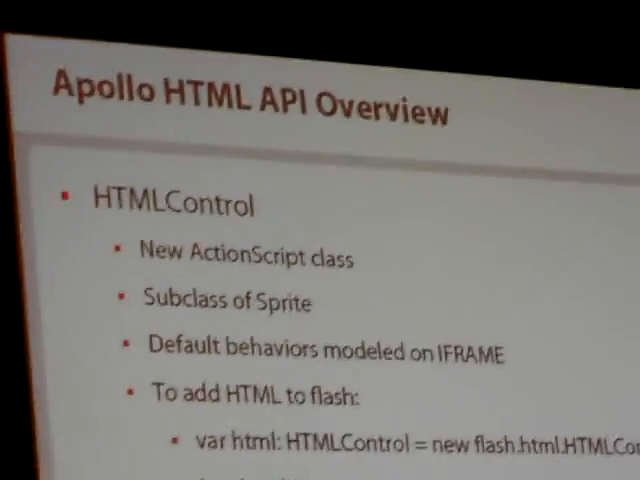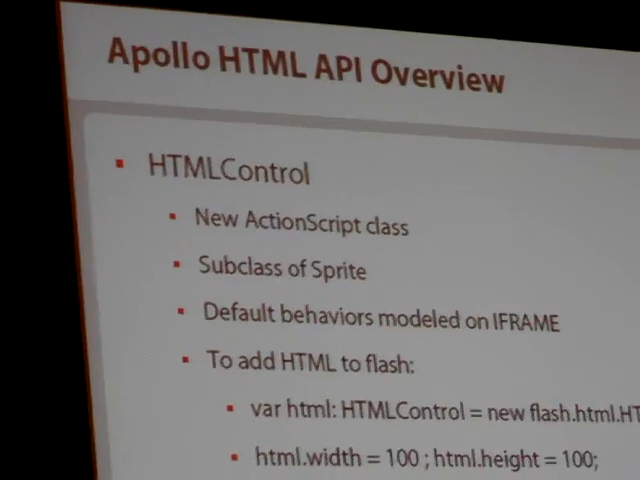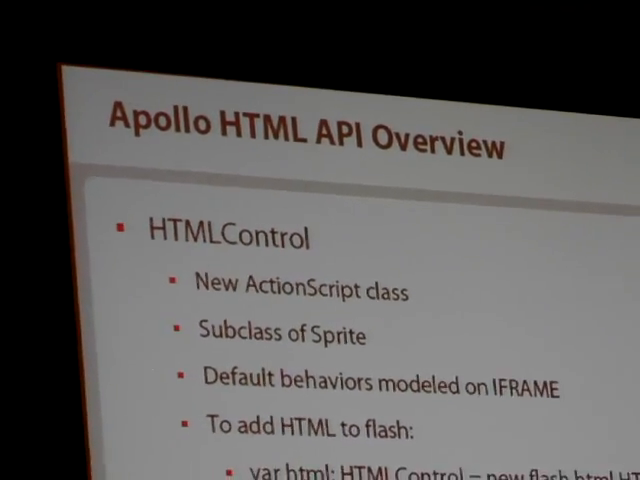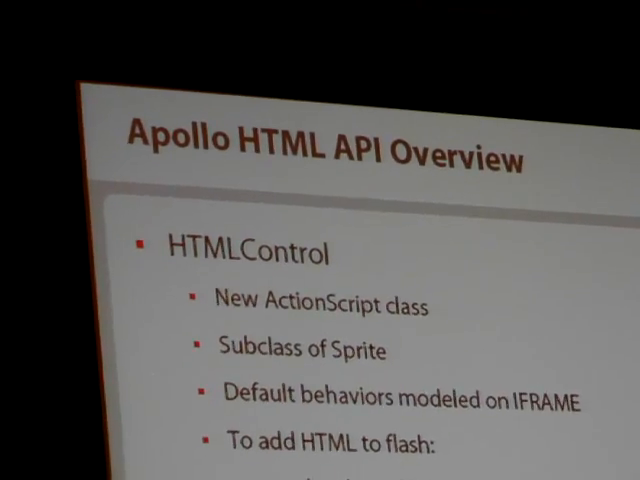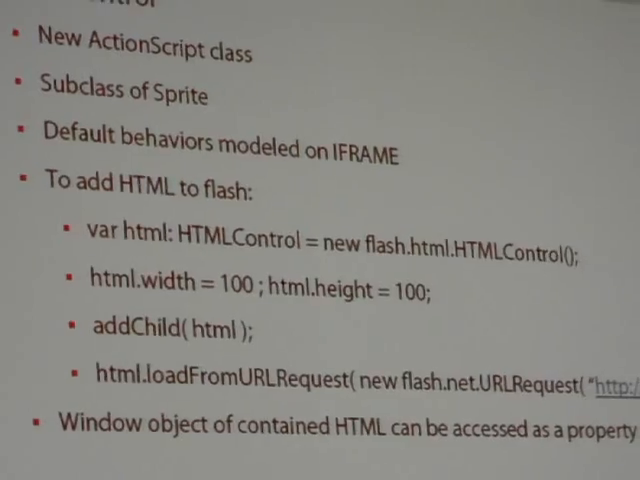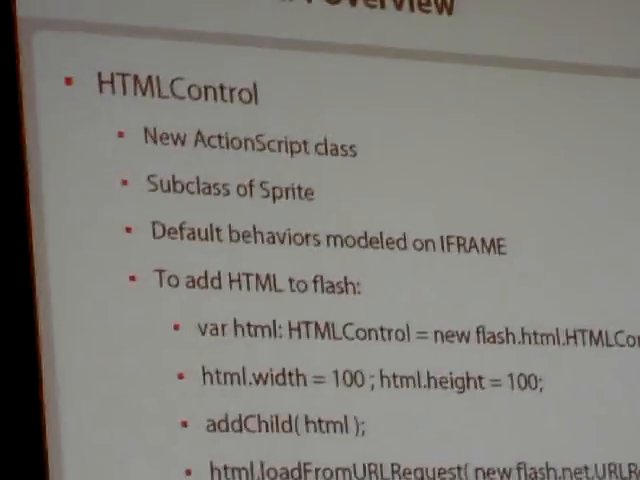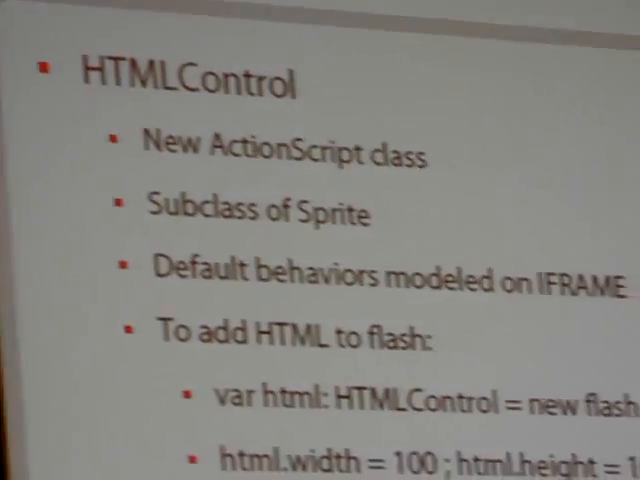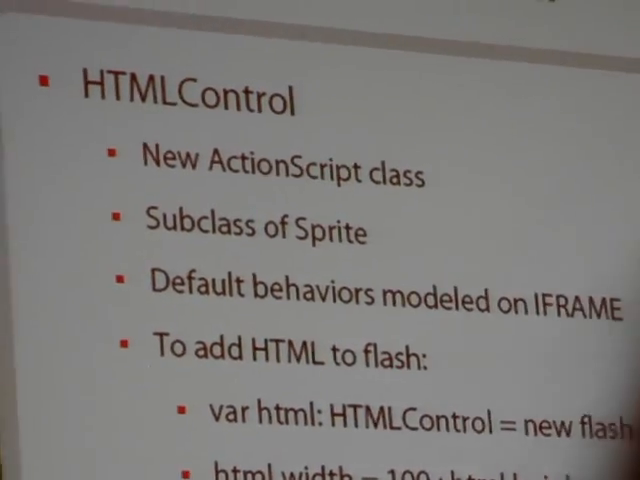All right, so now I'm going to start talking a little bit about the HTML API. And my main goal here is to give you a feel for how that API is going to look. It's a little shallow on the details right now because we're still working on it and it's still very early. So there's a new ActionScript class, which is in the flash.html package. It's called the HTML control for now. The Flex team would like to rename it the HTML field, so that might happen.